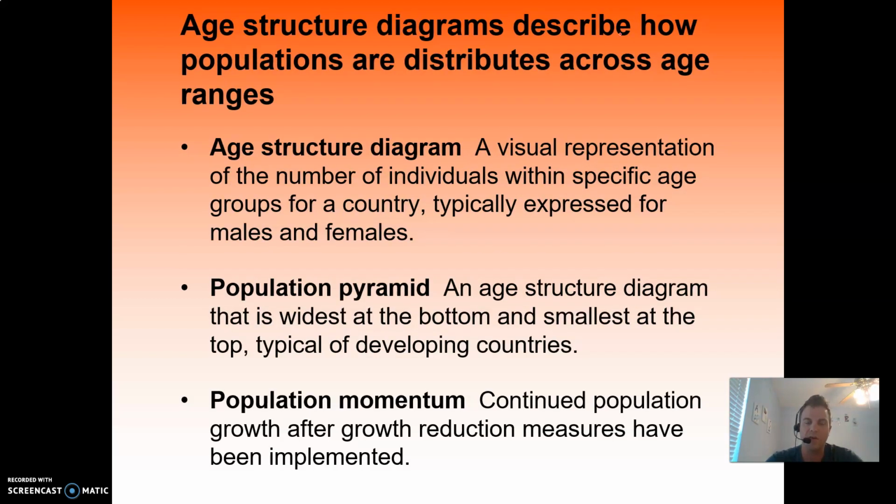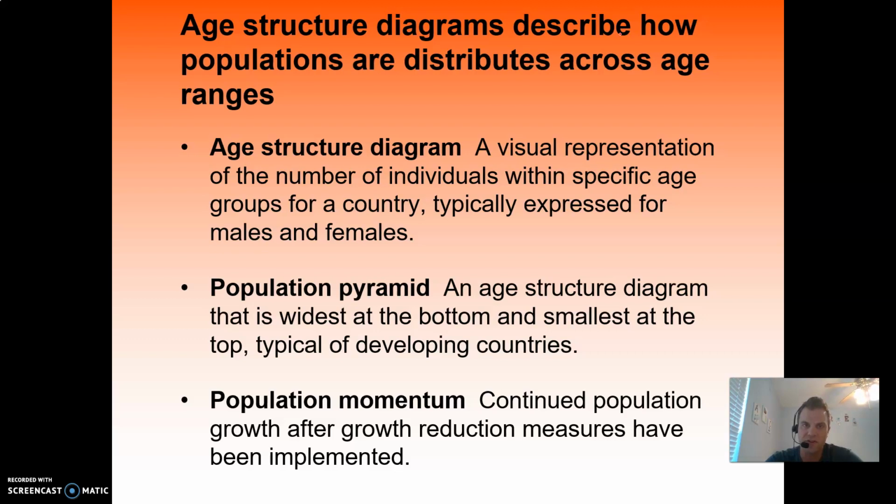All right, so what are age structure diagrams? They're actually a really cool way of representing where a country is in terms of its population. Are a lot of them dying young? Are they living to old age? Has there been any event that has caused a dip in population? That's what we get through these.